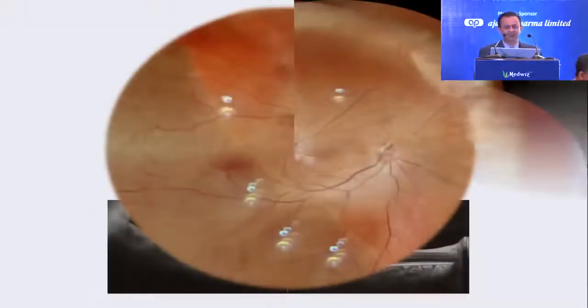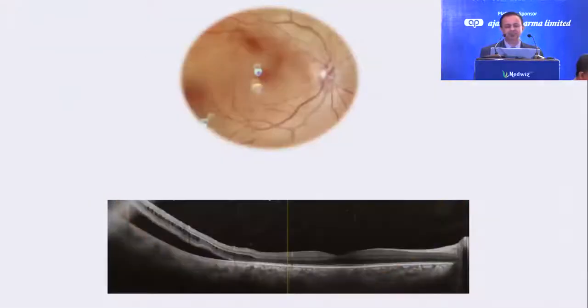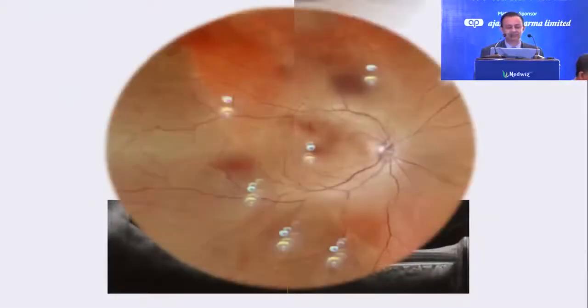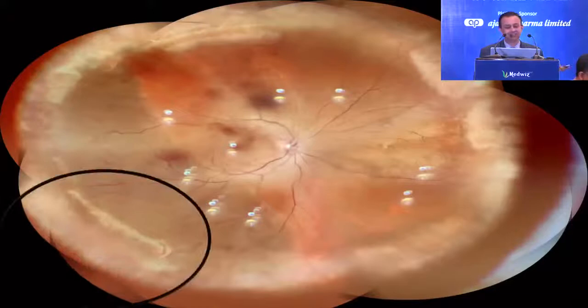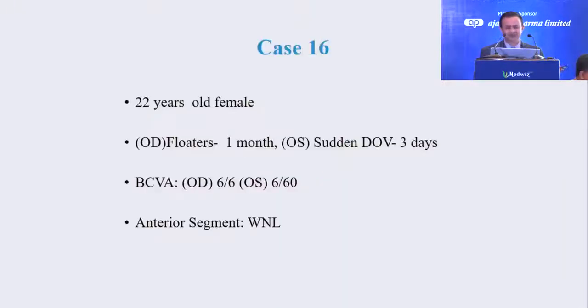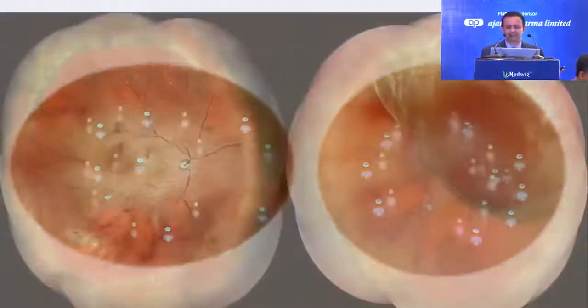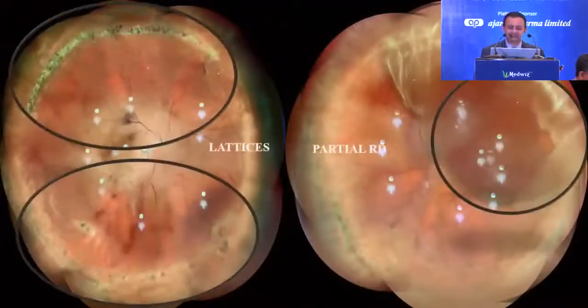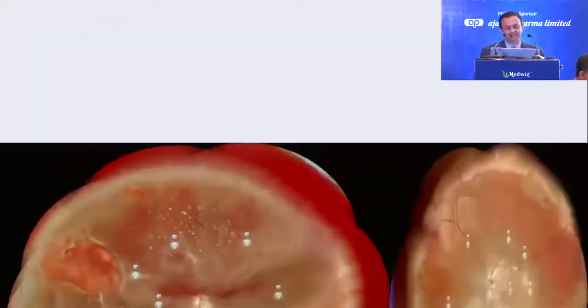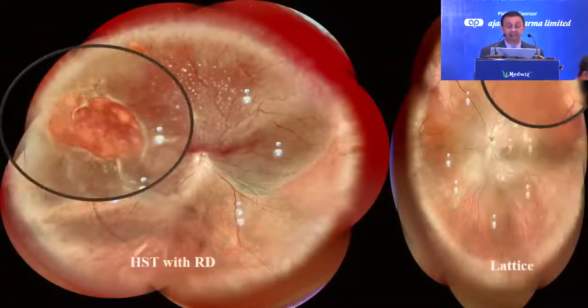Similarly, this was a case which was referred to us as a case of a macular edema. This is a subclinical retinal detachment with horseshoe tears. So these are obvious cases where, with this utility, convincing the patient becomes very easy, and it is easy to make the patient understand their pathology and help them in proper treatment.